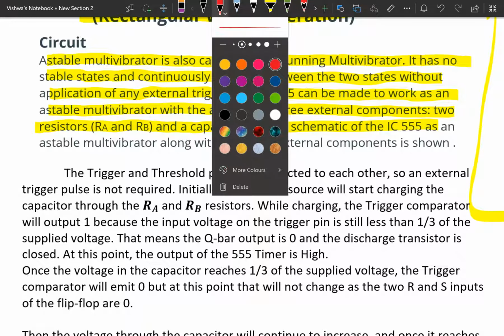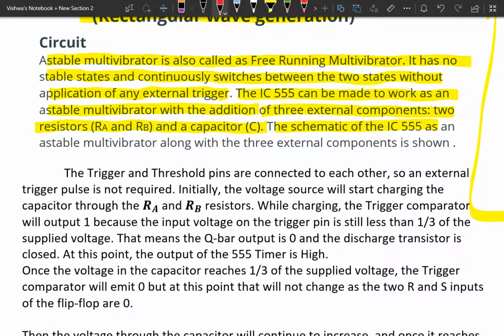Here the IC555 can be made an astable multivibrator by connecting three additional components externally, that is two resistors RA and RB and a capacitor. Then we can make the IC555 an astable multivibrator, and we call it a free running multivibrator because there is no requirement of any triggering pulses to change the states. Itself it is changing the states continuously. So this is a brief introduction about the 555 timer. Now let's see how the 555 timer works as an astable multivibrator.